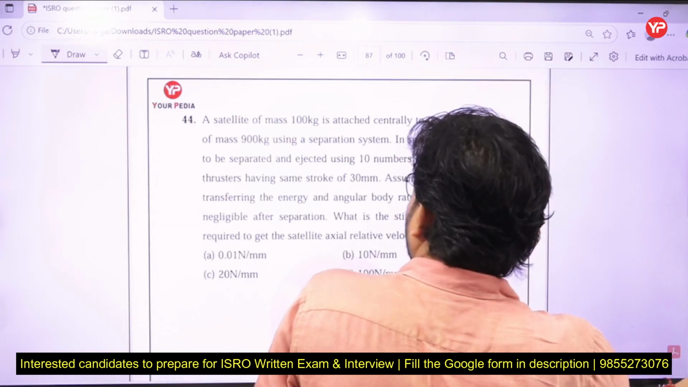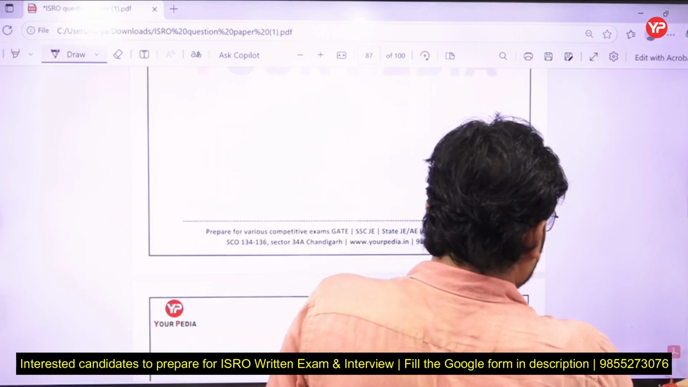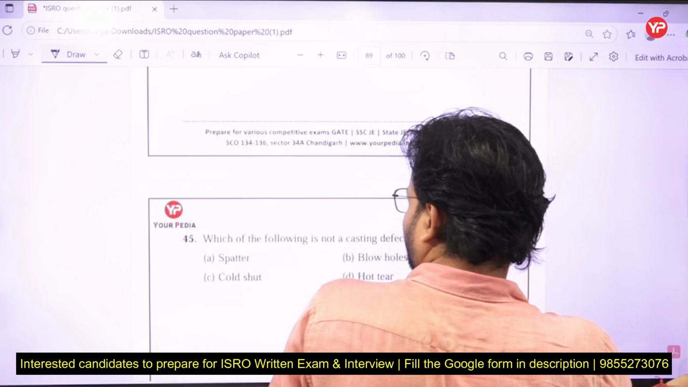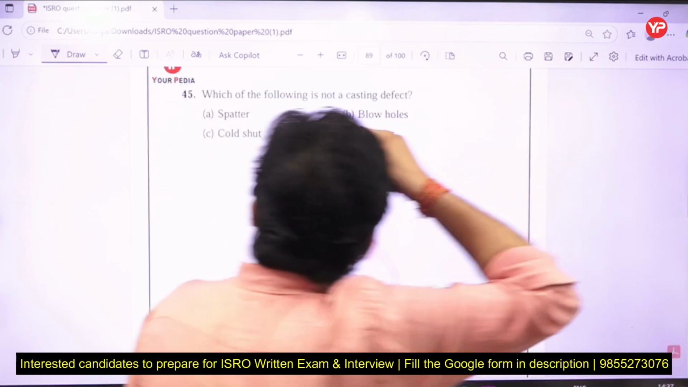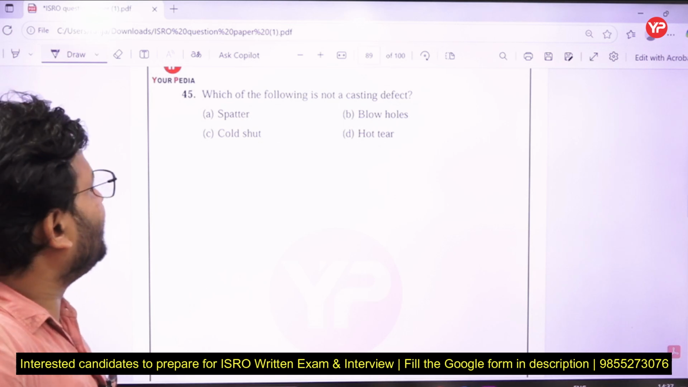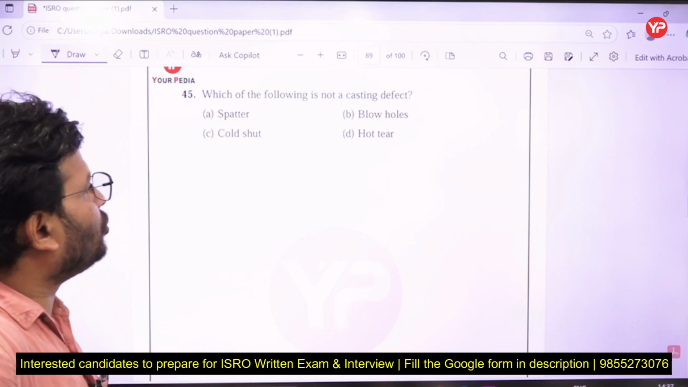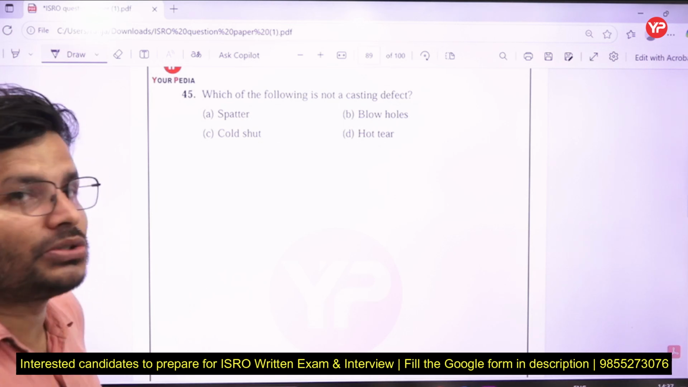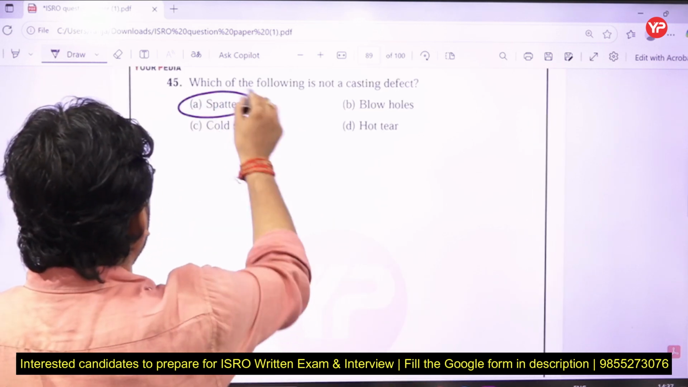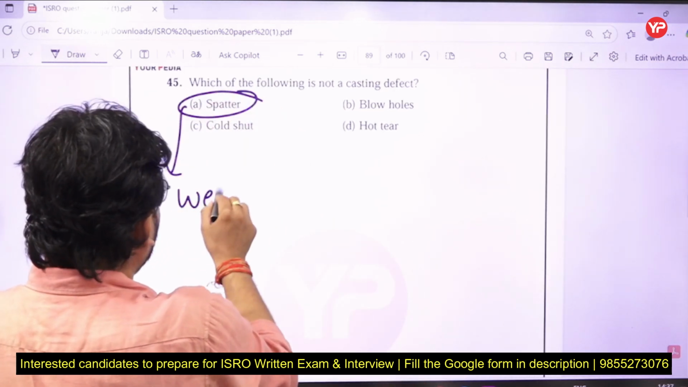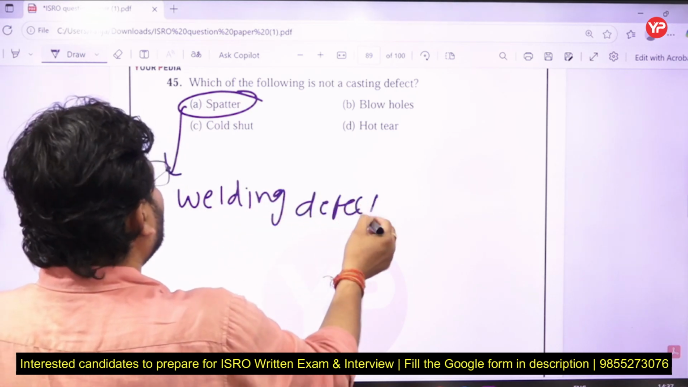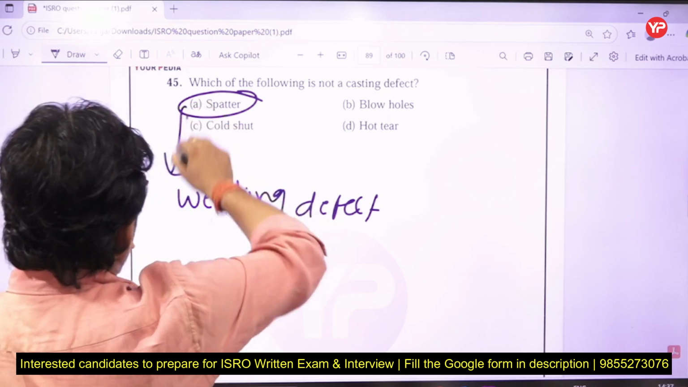Now that is the next question. Which of the following is not a casting defect? Expander, blowhole, cold shut, or hot tears? Which is not a casting defect? My dear friends, expander is a welding defect, so it will not be a casting defect. So the answer will be expander.